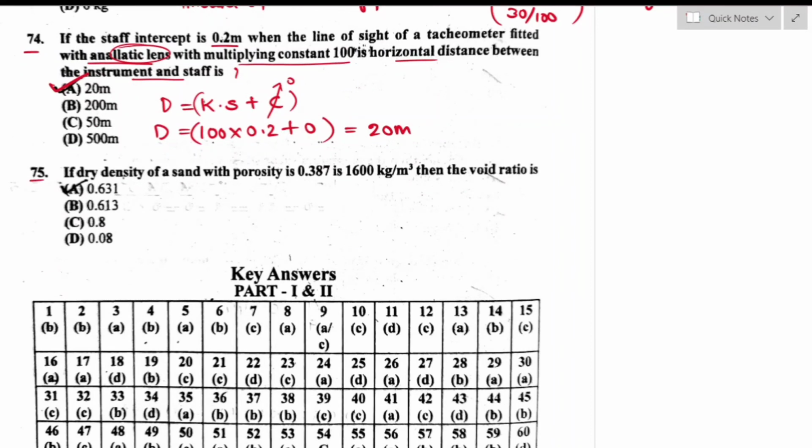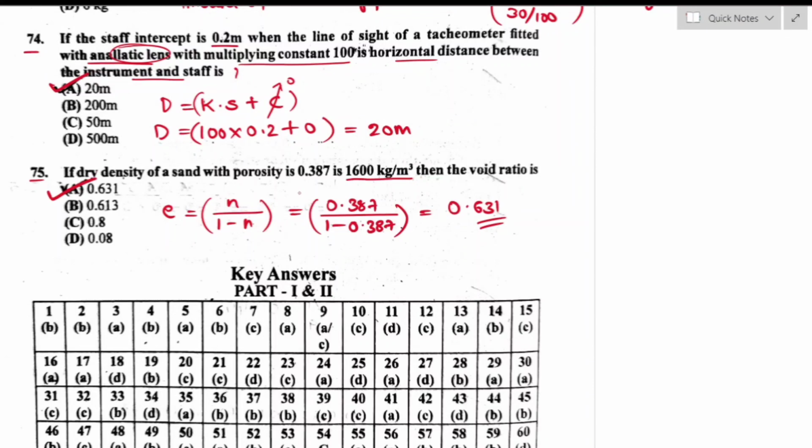Question number 75. If the dry density of the sand with porosity 0.387 is 1600 kg per meter cube, then the void ratio is. Void ratio is calculated by the formula porosity divided by 1 minus porosity. So, porosity is 0.387, 1 minus 0.387, which is equal to 0.631. So, 0.631 is the void ratio. Option A is the right answer.